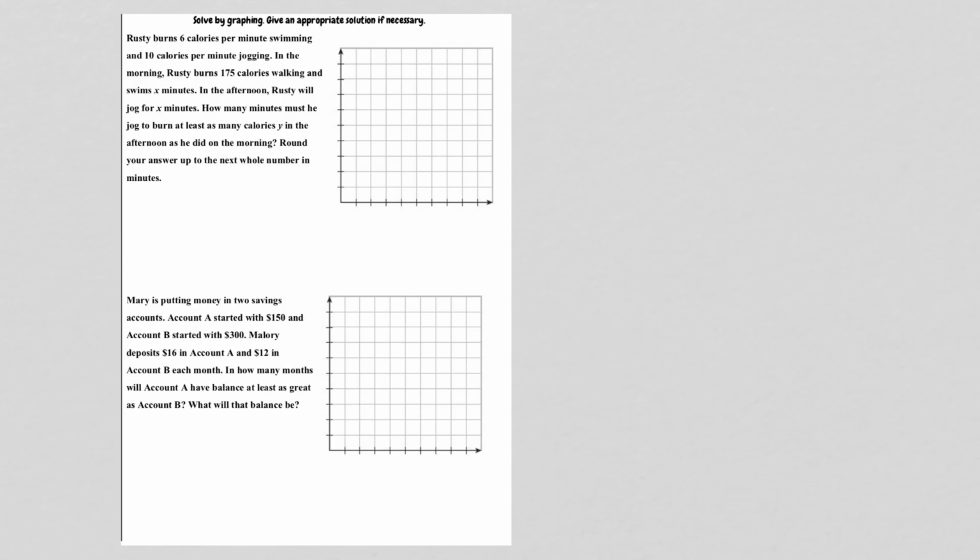If Rusty burns 6 calories per minute swimming and 10 calories per minute jogging, in the morning, Rusty burns 175 calories walking. Notice how walking is not the same as swimming or jogging. So it's going to be basically y is equal to 175 plus something, plus he swims for 10 minutes. Swims, so plus 6x. And then the other equation, how many minutes must he jog to burn at least as many calories, y, in the afternoon as he did in the morning? So this represents the morning.